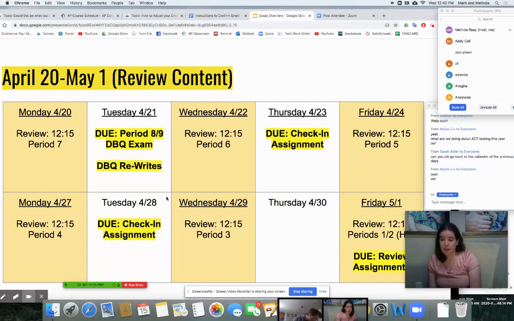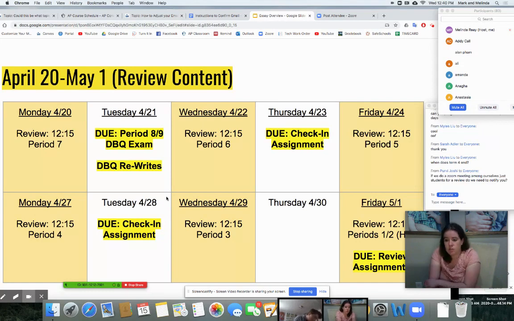But I will tell you that several colleges are waiving the ACT/SAT requirement. I don't know if that'll be next year as well. But I will tell you that fourth quarter ends at the end of the school year, which is on May 22nd, I believe it is.